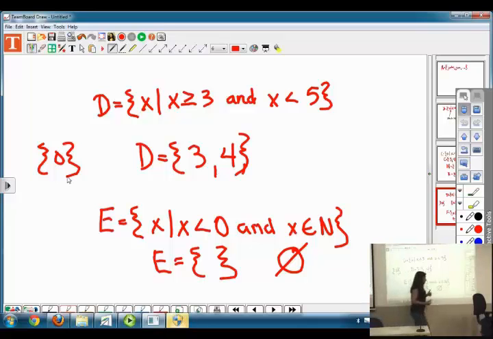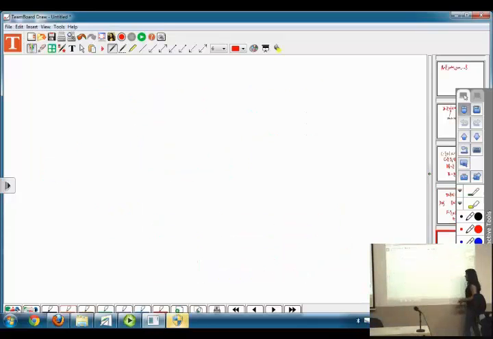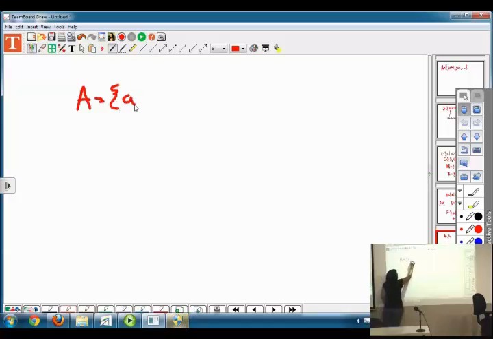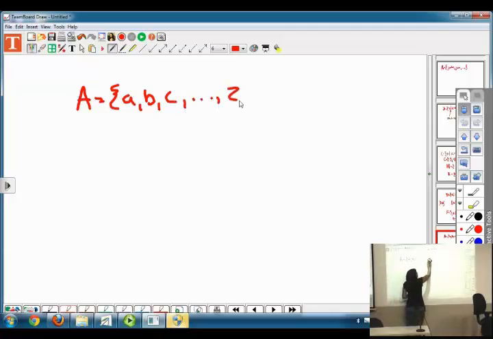Let's talk about the cardinality of a set. The cardinal number of a set, or the cardinality of a set, is all about how many elements are in that set. Say I have the set A equal to A, B, C, dot, dot, dot, and I'm going to end it with a Z. There's my set. So that's the set of the alphabet, right? I put a dot, dot, dot, but I ended it with Z, so you know it ends at Z.